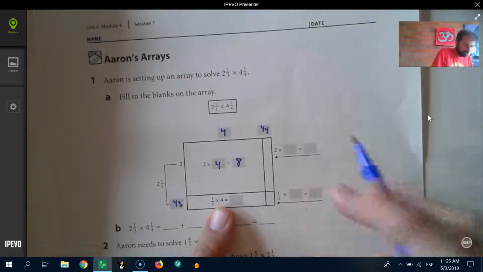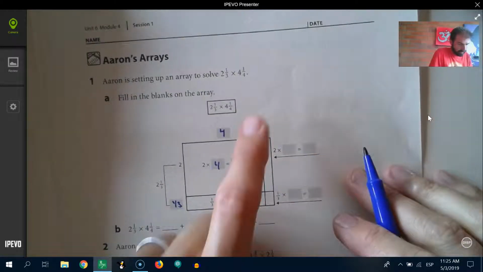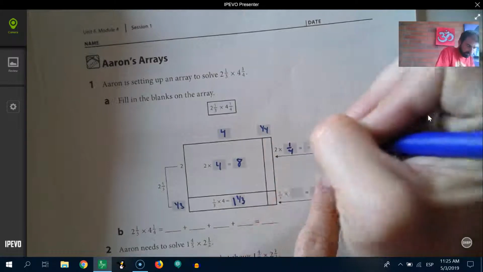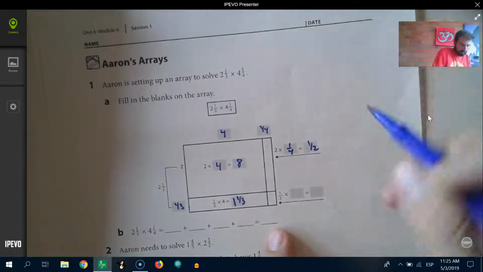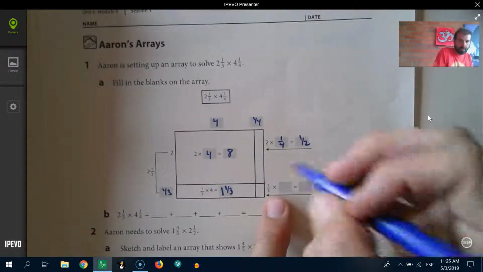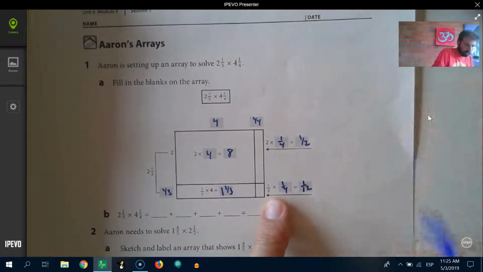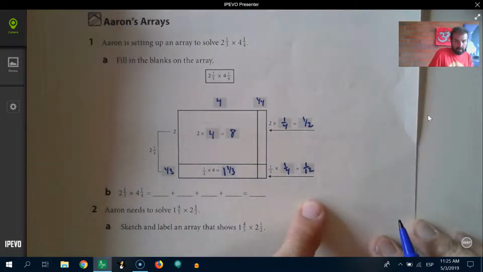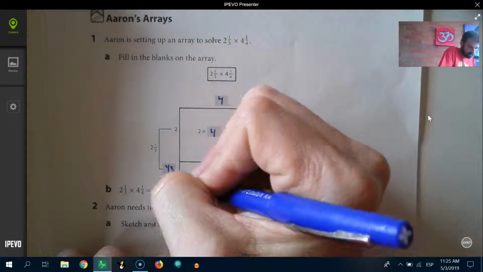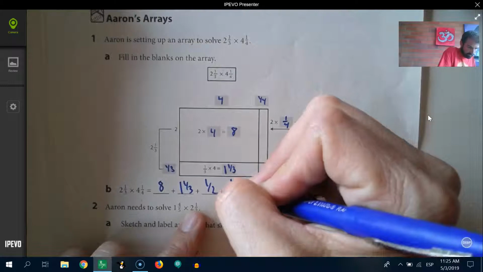Here's 1/2 times 4, which is 2. This one is 2 times 1/4, which is going to give me 1/2. You think about that, it's 2 quarters, 1/2. And here we have 1/2 times 1/4, which gives me 1/8. So here we want to add everything together. We have 8 plus 2 plus 1/2 plus 1/8.